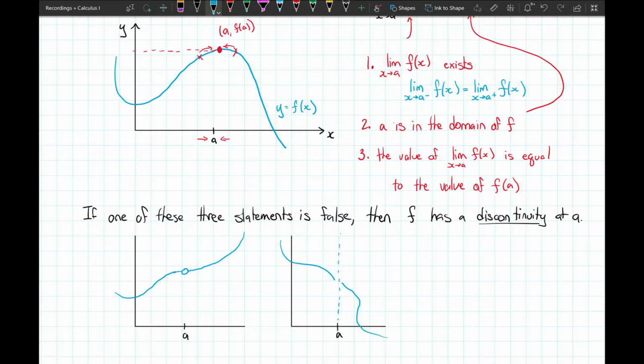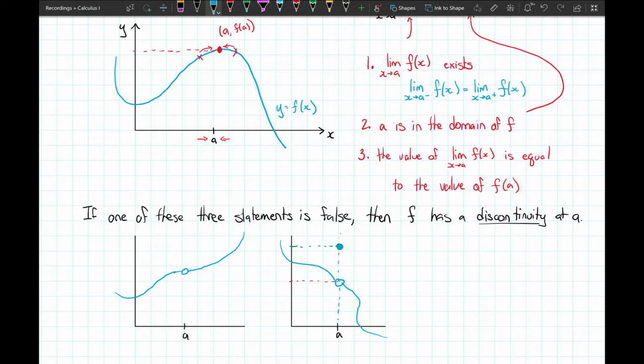I'm going to assume that the value of the limit, so from the left and from the right, they're approaching a number roughly around this red dotted line. And I'm going to say that the value of f of a is not the same. Let's say f of a is somewhere up here. So I'm going to have a point on my graph way up here. That means I have to have a hole down here. That's also a discontinuity.